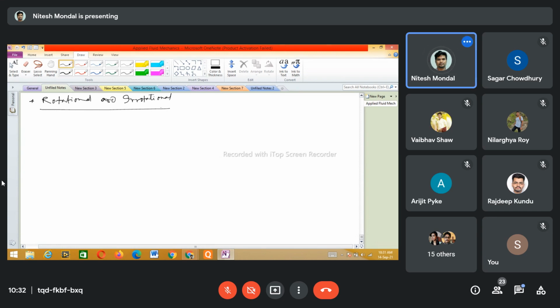So if there is a rotation of the fluid particles, then this is called rotational flow. I am not writing anything on this. And when there is no rotation with respect to their mass center, it is called irrotational.